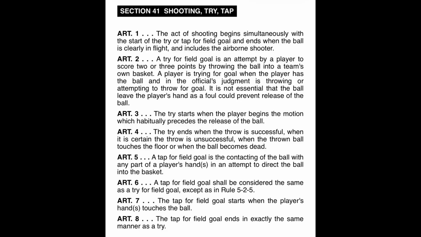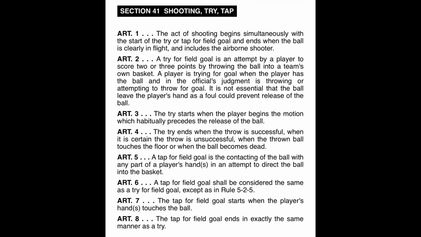The try starts when the player begins the motion which habitually precedes the release of the ball, and it ends when the throw is successful, when it is certain that the throw is unsuccessful, when the thrown ball touches the floor, or when the ball becomes dead. A tap for field goal is the contact of the ball with any part of the player's hand in an attempt to direct the ball into the basket.